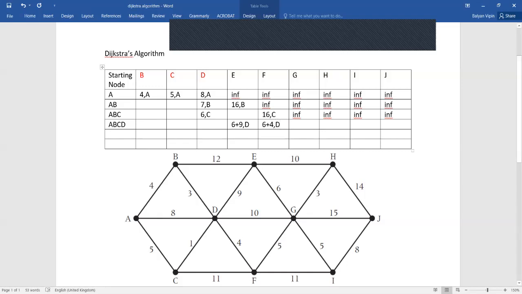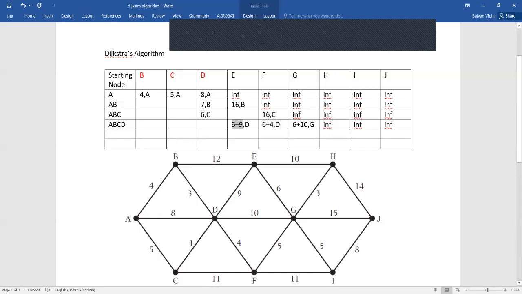And what's the root? It's D. Now D is now connected to G. What is the cost between them? 10. What is the cost to reach D? It's 6. So it will be 6 plus 10, comma G. And what's the remaining? It's infinite because D is now not connected to any other node.